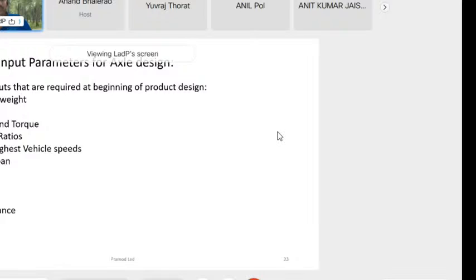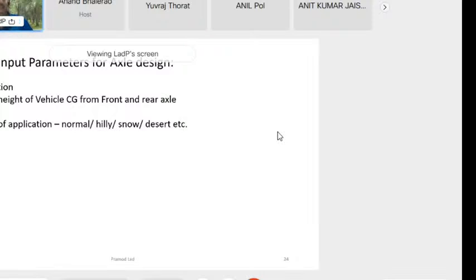Engine RPM and torque, transmission ratios, lowest and highest vehicle speeds that they are expecting, spring seat span, wheel track, wheel base, tire radius, ground clearance requirement. Many times, as a buyer, you must be finding ground clearance as a feature in your vehicle brochure, right? So these things, plus pinion inclination, distance and height of vehicle CG from the front and rear axle, service life, how much it is expected, and area or terrain application like normal, hilly, snow, desert, etc., and different test criteria. These are the things that are required as input for a designer.